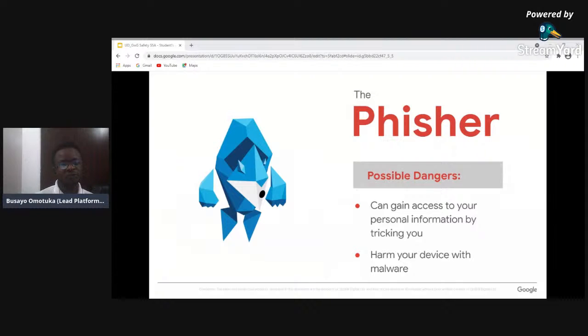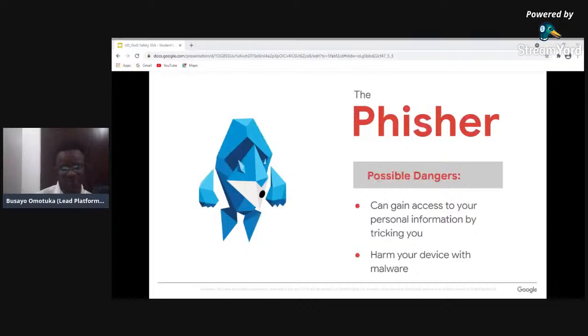So talking about how to be alert on the internet, we're going to look at Fincher. The Fincher is one of the bad guys, and they can gain access into your personal information by tricking you, by disguising as if they're your friend. They can come and deceive you. They can pretend as if they're your mother, your parents. So we need to be mindful of it. They can even harm your device with malware.